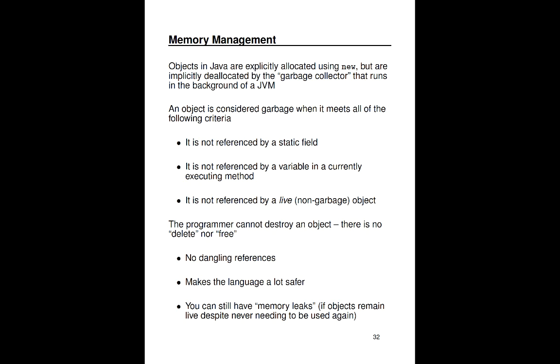An object is also considered garbage when it is not referenced by a variable currently in an executing method. So if a method is executing and it's using an object, well, that's live, right? It's most likely going to be used again because it's in a currently executing method, so it's not ready to be cleaned up yet. And then it's also garbage if it's not referenced by another live object, basically meaning that you have what's called the transitive closure. You have all the objects that are referenced by static fields and currently executing methods, and then all of the objects that those refer to and the ones that they refer to, right?